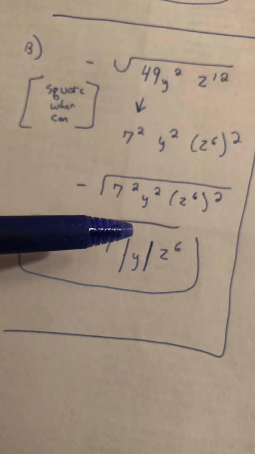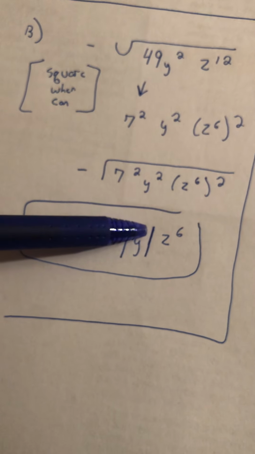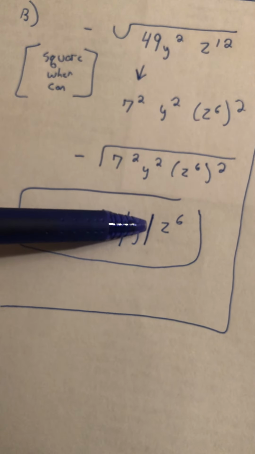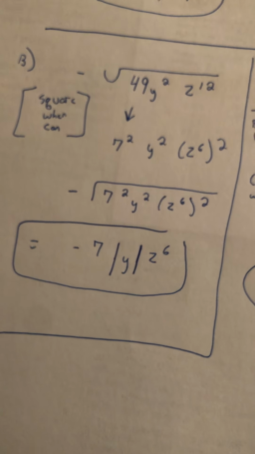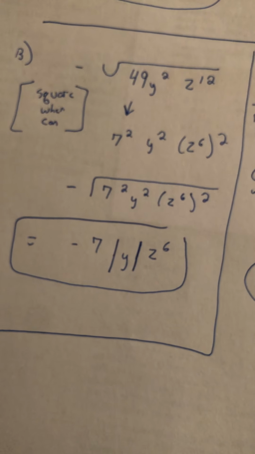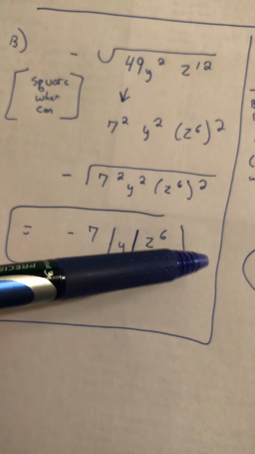This is a negative y to the first, okay? Absolute value, it's y to the first. Z to the 6. Z to the 6 is not included in your absolute value. Because it's what?